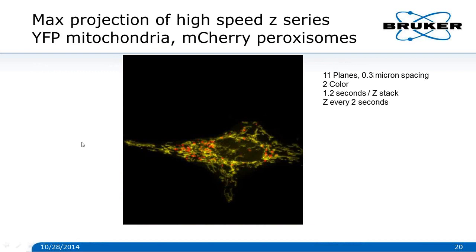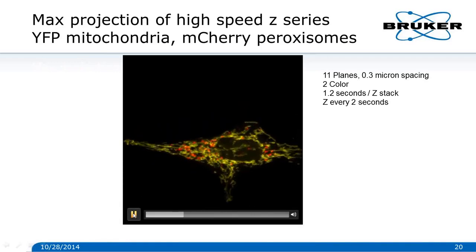Another example of a time-based series using cell cultures. This was using HeLa cells. This is going to show max projections of Z-series with labeling of mitochondria with YFP and labeling of peroxisomes with cherry. In this particular case, there were 11 planes spaced 0.3 microns apart. Again, this is in 2 colors, so there was 1.2 seconds to acquire each Z-stack, and then a Z-stack was being acquired every 2 seconds.